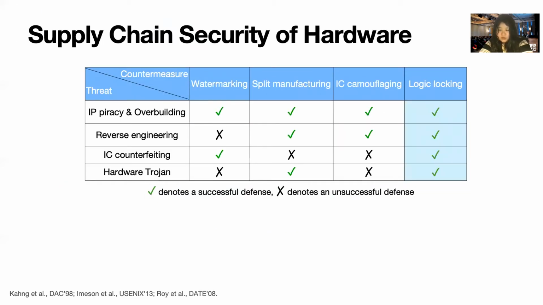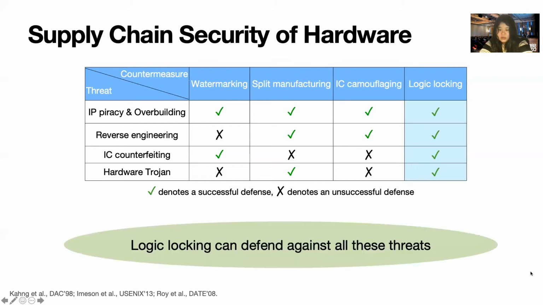Before going over the specifics of logic locking, let me briefly introduce the supply chain security threats in hardware. These threats are IP privacy and overbuilding, reverse engineering, IC counterfeiting, and insertion of hardware trojans. Various countermeasures such as watermarking, split manufacturing, IC camouflaging, and logic locking have been proposed to safeguard the hardware from these threats. From this table, we can observe that logic locking is a holistic countermeasure that could defend against all these threats. Logic locking plays an important role because of its ability to defend against different types of threats from untrusted entities in the IC supply chain.